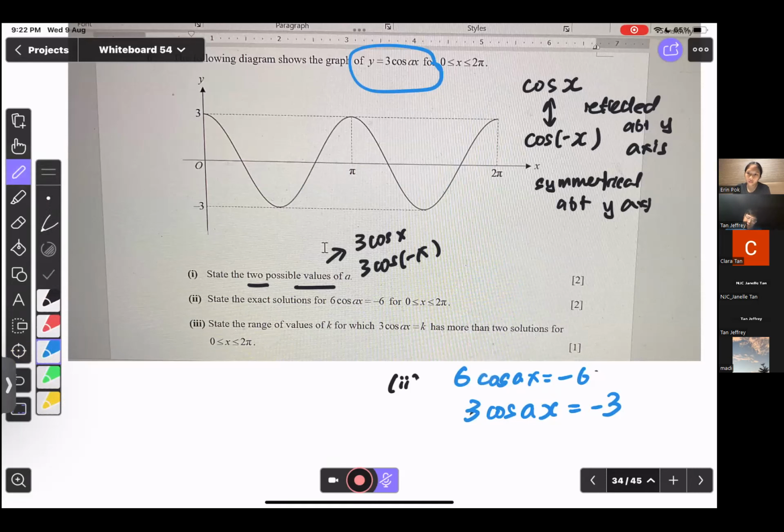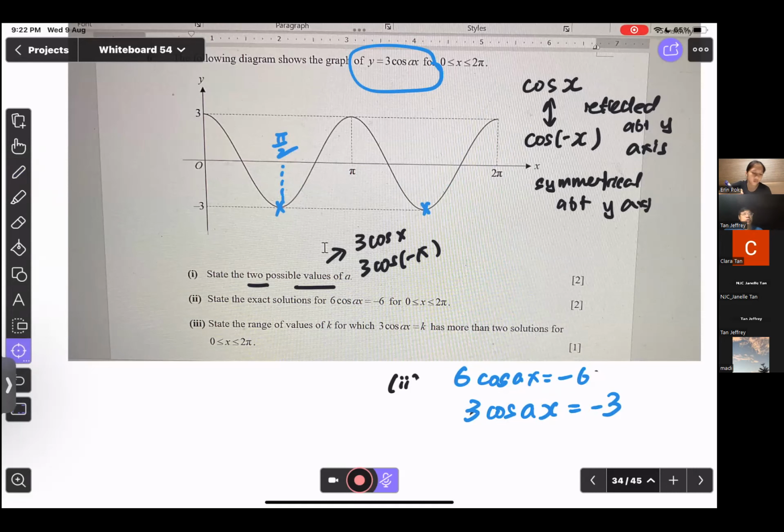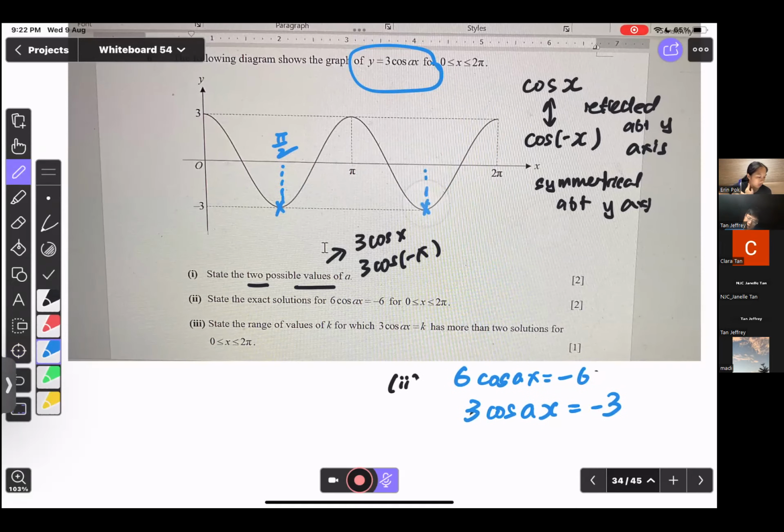If you look at the graph, there are 2 times where it will be equal to -3, one of which is at pi/2, because the cosine graph and sine graph are symmetrical. This one is very beautifully in the middle. So it's pi/2 and 3 pi/2. The turning point is beautifully in the middle. You should know it, because you know the cosine graph. You know where the turning points are.